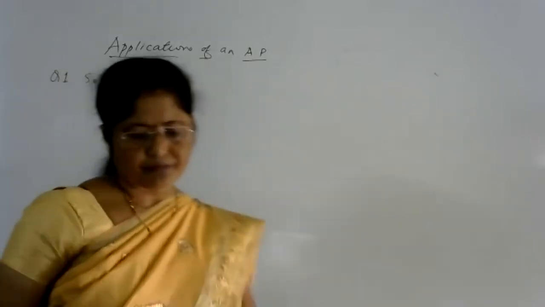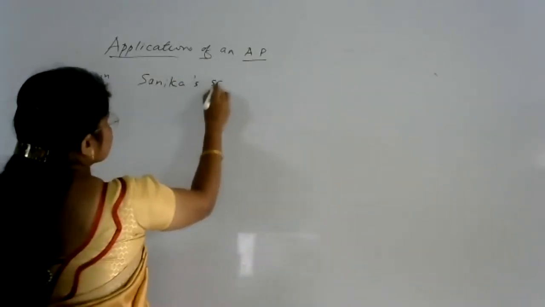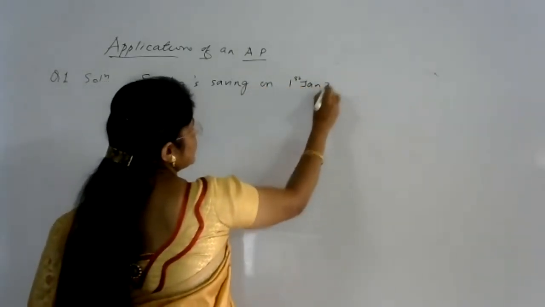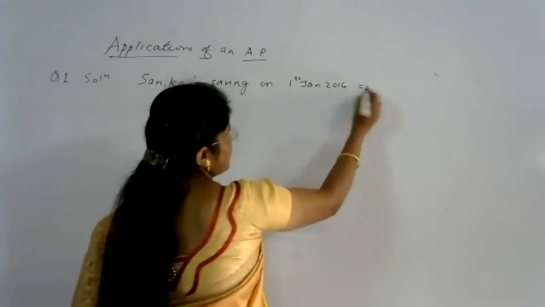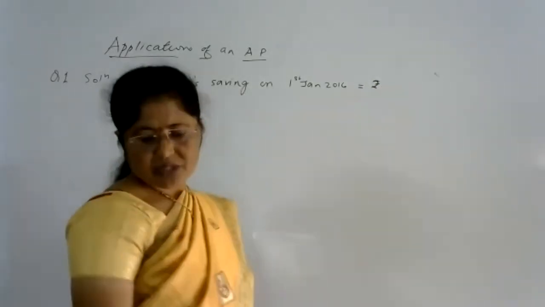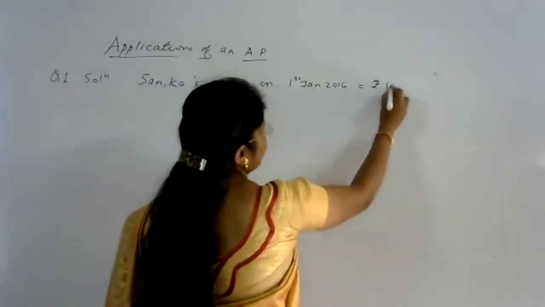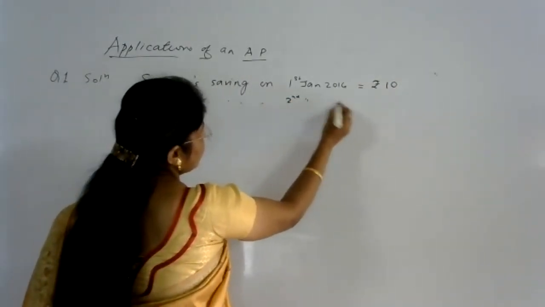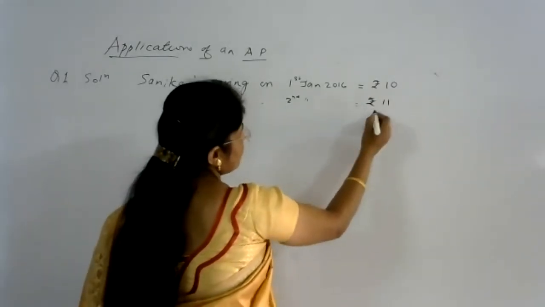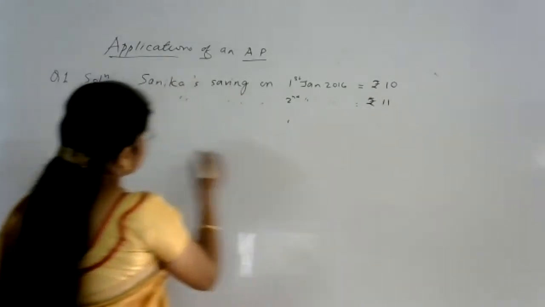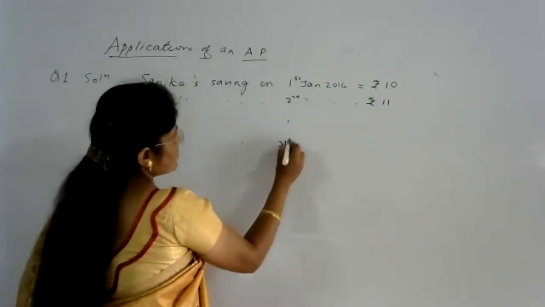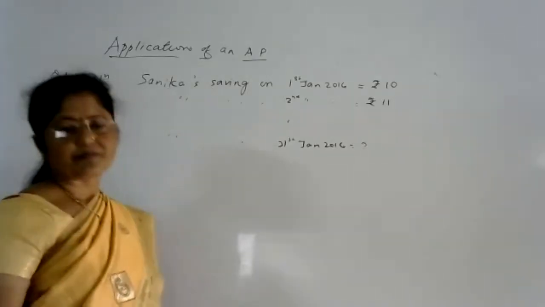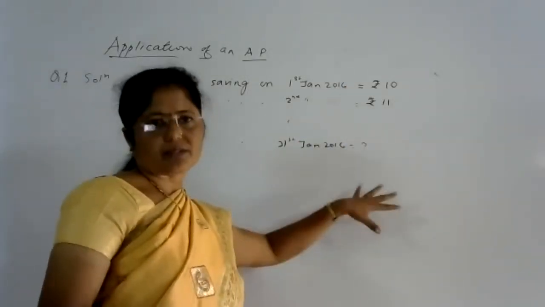Sanika's saving on 1st January 2016 is equal to rupees... how much is given? First one, rupees 10. Similarly, her saving on 2nd January, rupees 11, and so on till her saving on 31st December 2016. What is her total saving in the whole year?